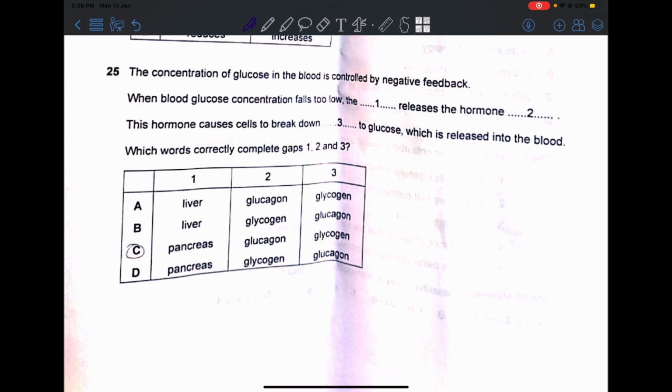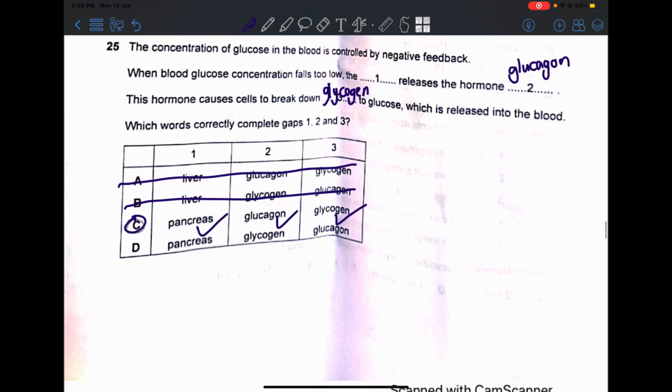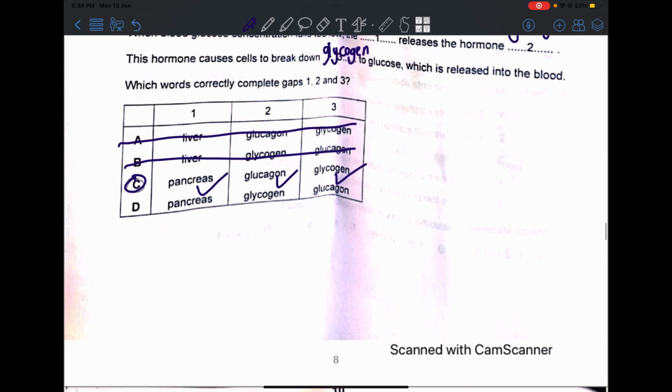Now we know when it falls too low, the pancreas will release glucagon, so we're going to be choosing actually between C and D, not A and B, because the liver doesn't secrete the hormone. So it's going to be the hormone glucagon. And number 3 will be: this hormone causes cells to break down glycogen to glucose. So it's actually going to be glycogen in 3. So let's check if it's going to be C or D. Pancreas, glucagon, and glycogen. So C is going to be the correct answer. Now, of course, 3 is not going to be glucagon, or 2 is not going to be glycogen. It's actually the opposite.